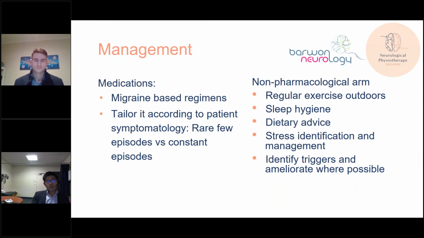And again, the decision on whether you put them on a prophylactic agent is dependent on whether you would classify them as having very rare few episodes or whether they have a constant daily episode. We will elaborate a bit more on the medication a bit later. The other aspect is the non-pharmacological arm, and Brandon will discuss a bit more about that side, but often it, again, as described, is multimodal, holistic: exercise, sleep, dietary, stress, many others of that nature.